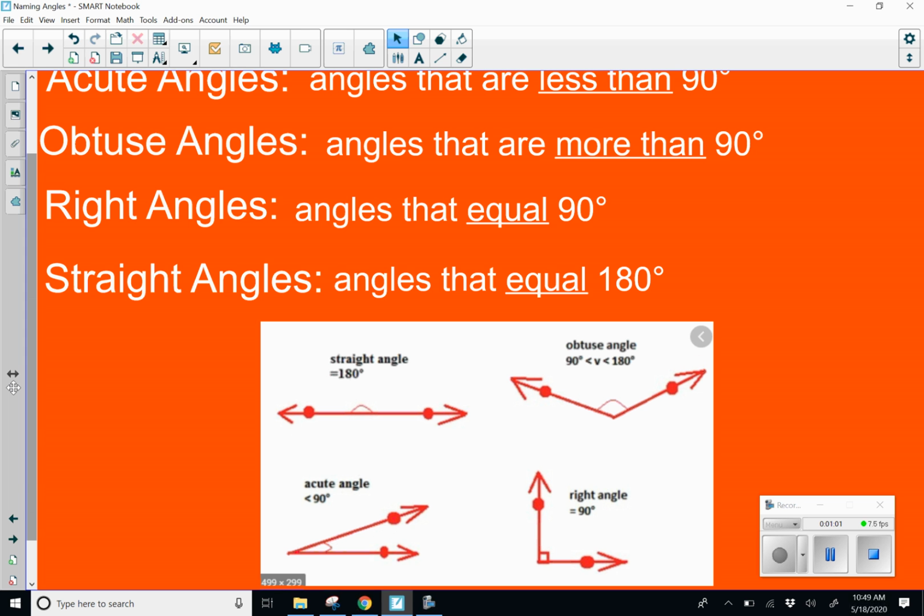Obtuse angles are angles that are greater than 90 degrees. In the top right-hand corner here, we have an obtuse angle. Then we have right angles, which are exactly 90 degrees. If you look at the bottom right, we have a right angle there. Notice the little square here where the vertex is. If there's a square there, they are indicating that it is a right angle. And then the last one that we have are straight angles. Straight angles form straight lines, and they measure exactly 180 degrees.